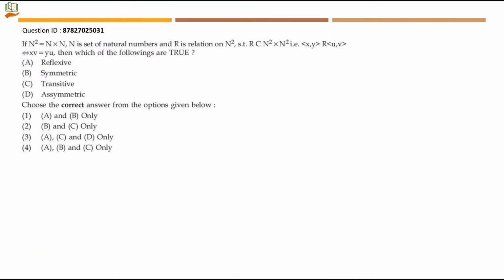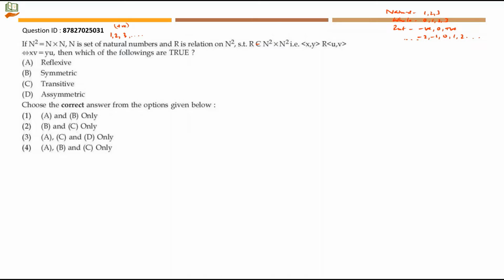Next question: if n square is equal to n into n, where n is the set of natural numbers, in the sense 1, 2, 3 and it goes on. So natural numbers will be 1, 2, 3, whole numbers will be from 0, and integers will be negative numbers, 0 and positive numbers: -2, -1, 0, 1, 2 and it goes on this side too. And R is a relation on n square. Show that R belongs to n square into n square.